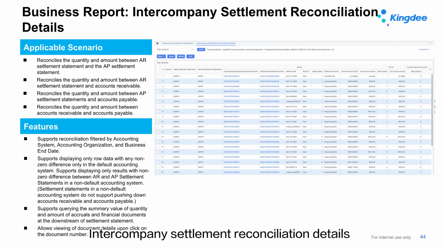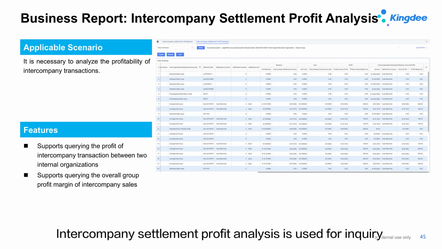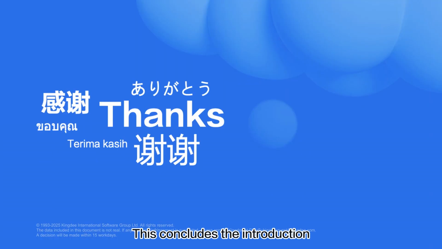Intercompany settlement reconciliation details are used for inquiry of the variance between AR settlement statements and AP settlement statements, and that between accounts receivable and accounts payable. Intercompany settlement profit analysis is used for inquiry and analysis of profitability between intercompany transactions. This concludes the introduction.